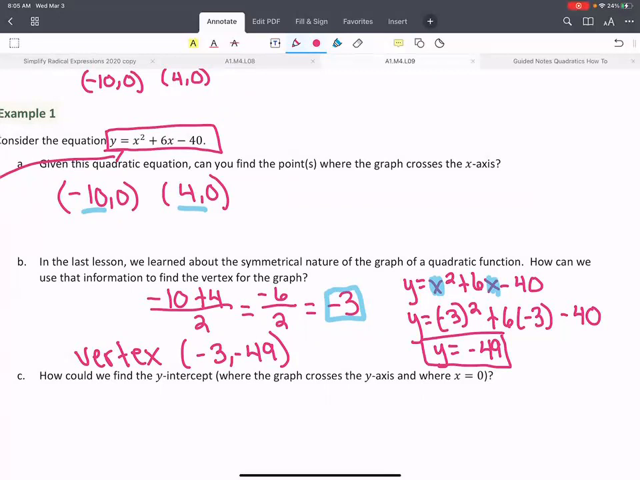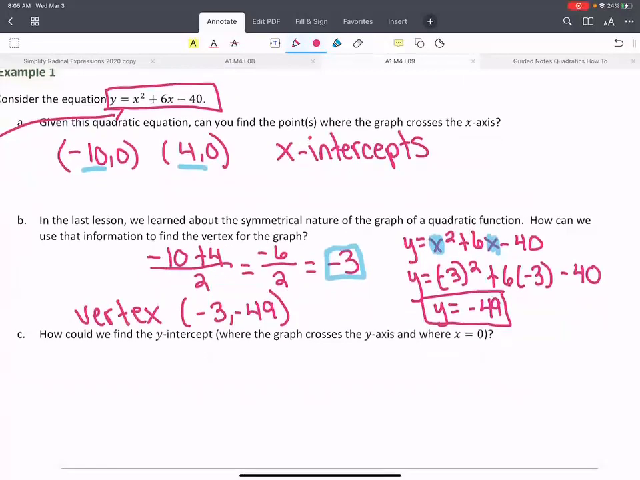All right, so we've got our x-intercepts. Again, I'm just going to write this here so we know what we're doing. We got our x-intercepts. We have our vertex. Y-intercept. The y-intercept is where the graph crosses the y-axis and x equals 0. X equals 0. So how could I find the y-intercept where x is 0?